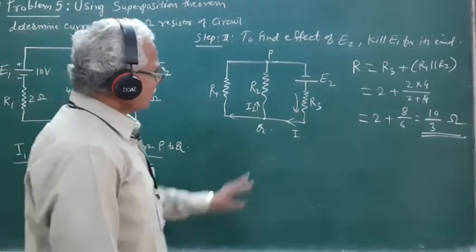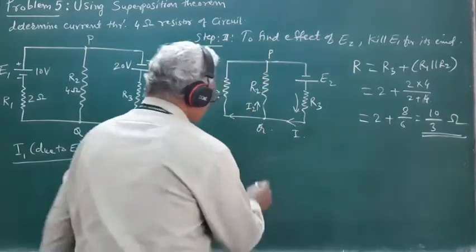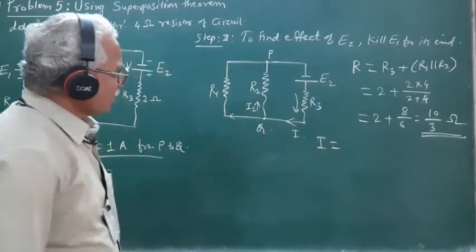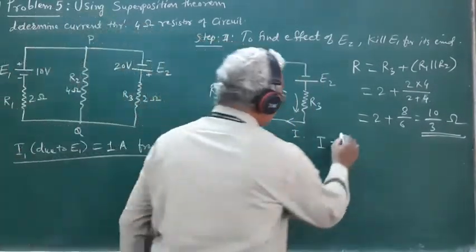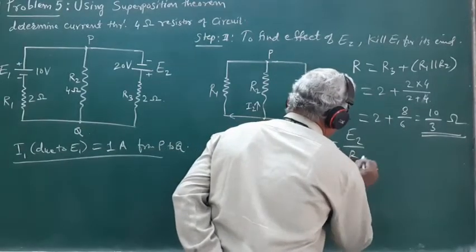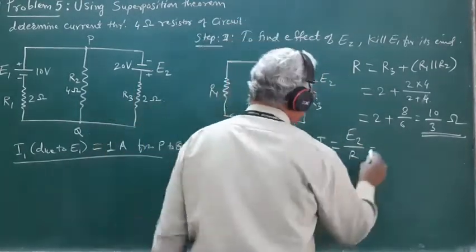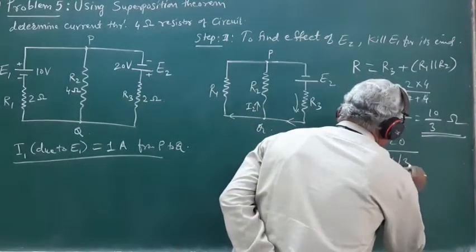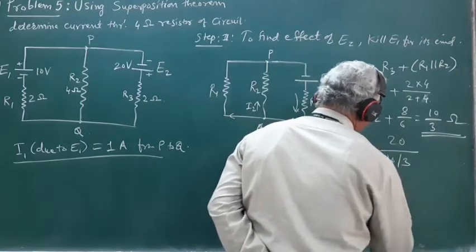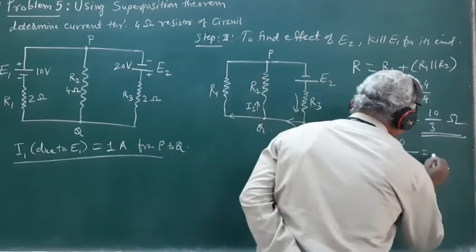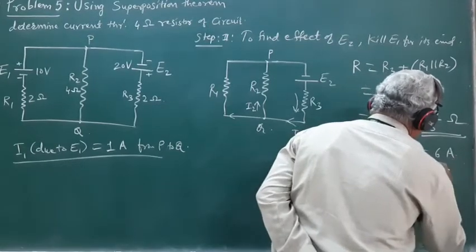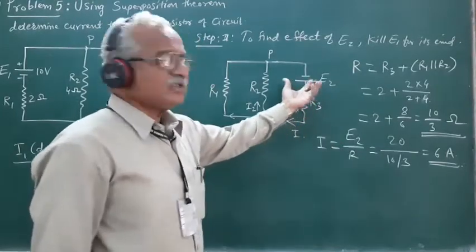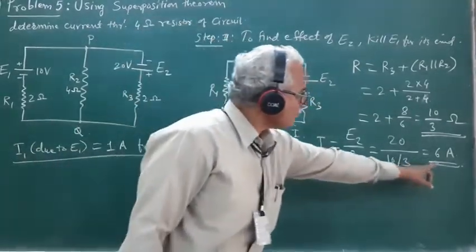And if this is the total resistance of the circuit, then the current I drawn from the source E2 by the circuit will be equal to E2 upon R. E2 is 20 volts divided by R, which is 10 by 3 ohm. So this works out to be equal to 6 ampere. So the current drawn from the source E2 is equal to 6 ampere.